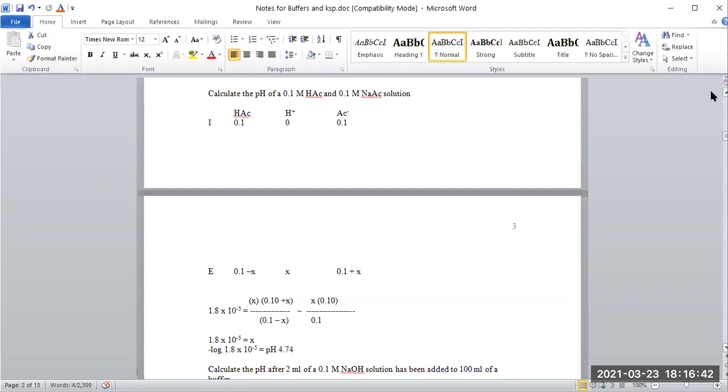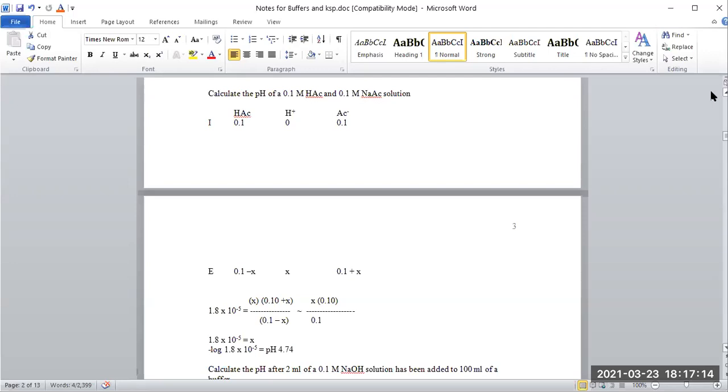When it was all by itself, and I haven't added anything yet, I just have my buffer. I've got the 0.1 for the HAc. I've got the 0.1 for the acetate. At the end, I've got 0.1 minus X, and my acetate's 0.1 plus X. And I shortcutted it because it was 4 orders of magnitude difference. And note, yeah, I do actually get the same number.